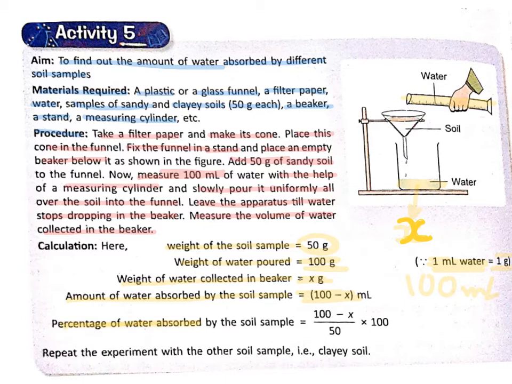Percentage of water absorbed by the soil sample: we have to put this in this formula, that is the amount of water absorbed by the soil divided by the weight of the soil, into 100. When we calculate it, it will give you the percentage of water absorbed by the soil. Now we have to repeat the experiment with other soil samples, that is clay soil.